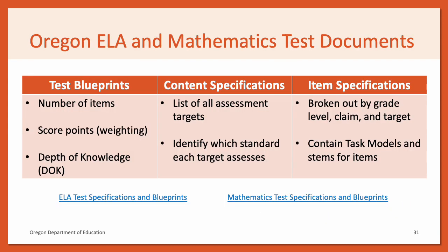Several documents outline the structure of the OSAS, ELA, and math tests. Links to access these resources are provided at the end of this slideshow. Educators should spend time looking at these materials to help inform how they prepare students to be successful on each test. Test blueprints indicate the number of items included on each test, how each test is scored, and the depth of knowledge intended to be used by students when answering items. Content specifications list all assessment targets within each claim, as well as the ELA or math standards aligned to those targets. Item specifications provide task models and appropriate stems for each item type and are broken out by grade level, claim, and target.